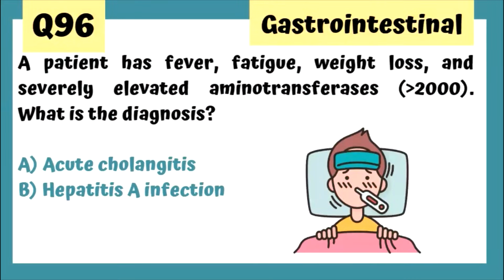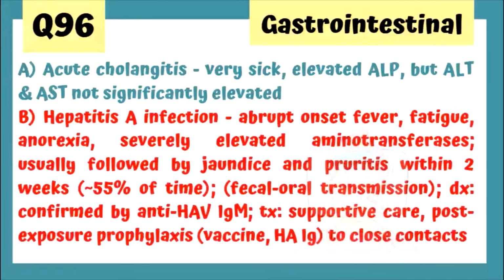Question 96. A patient develops fever, fatigue, weight loss, and severely elevated aminotransferases above 2,000. What's the diagnosis? Over here it's hepatitis A infection. Hepatitis A infection has an abrupt onset of fever, fatigue, anorexia, severely elevated aminotransferases, usually followed by jaundice and pruritus within 2 weeks. Treatment is supportive, and there's post-exposure prophylaxis, vaccine, and immunoglobulin to close contacts, as opposed to, if you look on top, acute cholangitis, where the patient would be very sick. There would be elevated ALP, but ALT and AST would not be significantly elevated.